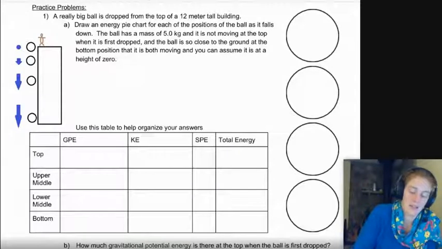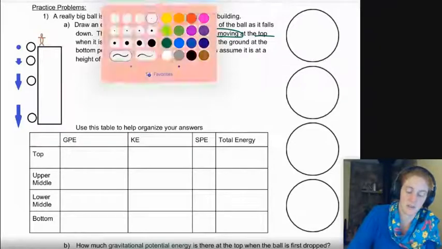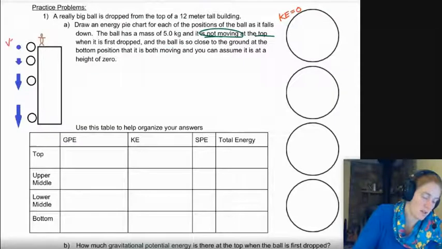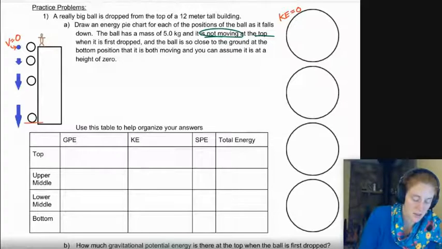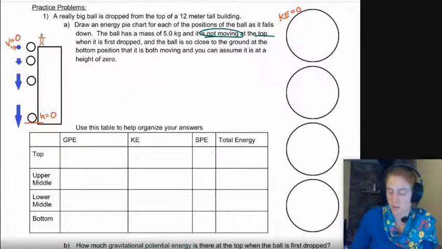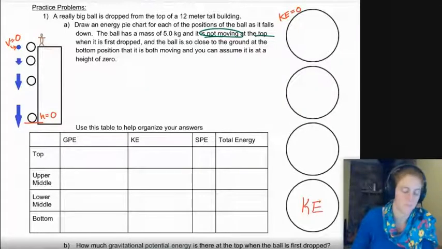So at the top, it said that it was not moving. So if it's not moving at the top, that means my kinetic energy is 0. So my velocity at the top is 0. And at the bottom, I had a height of 0, but it was still moving really fast. Well, that means that I'm going to have a big kinetic energy and no gravitational potential energy. So I'm going to fill that in, that I'm going to have big kinetic energy here.